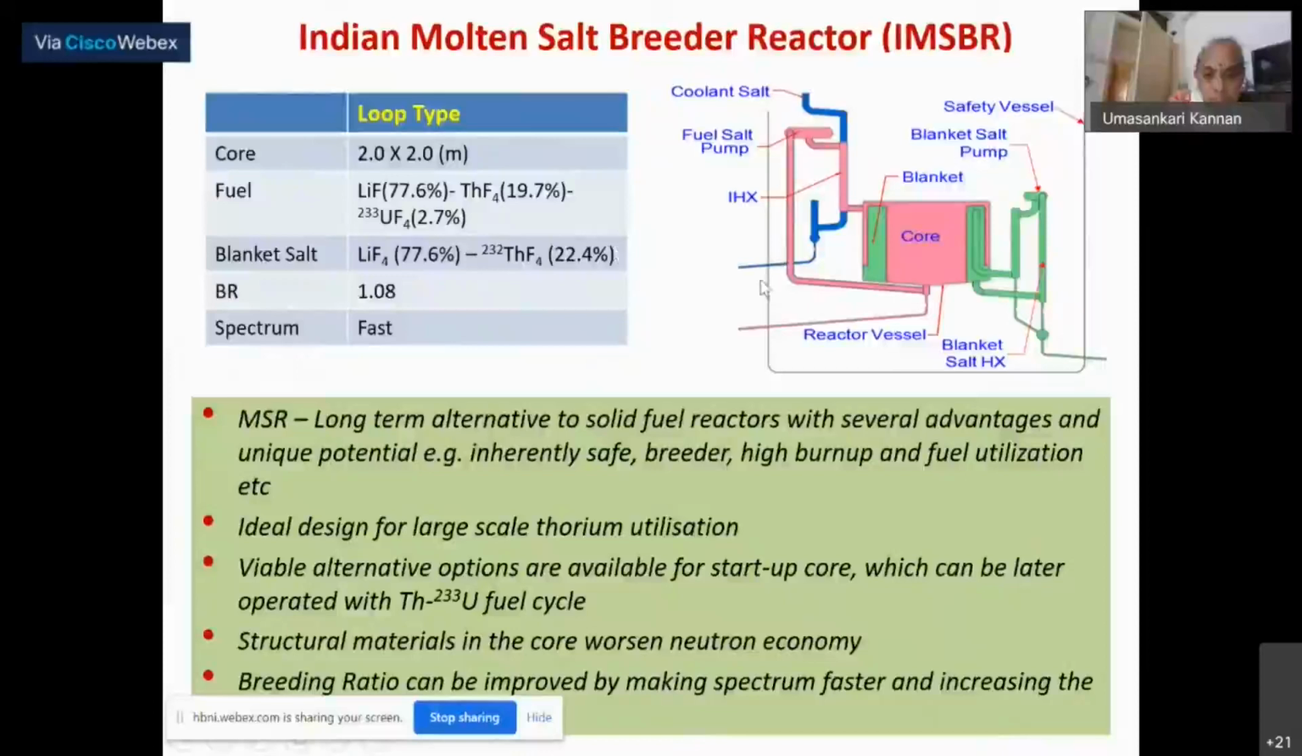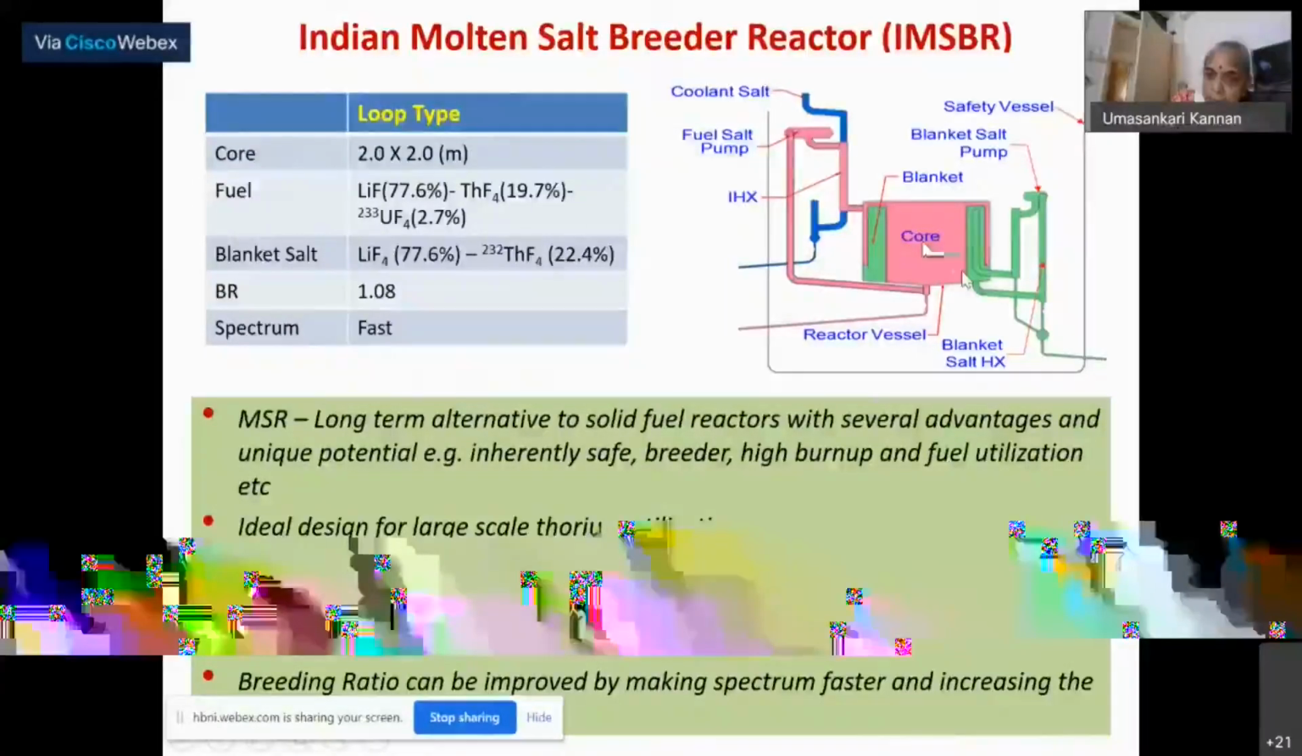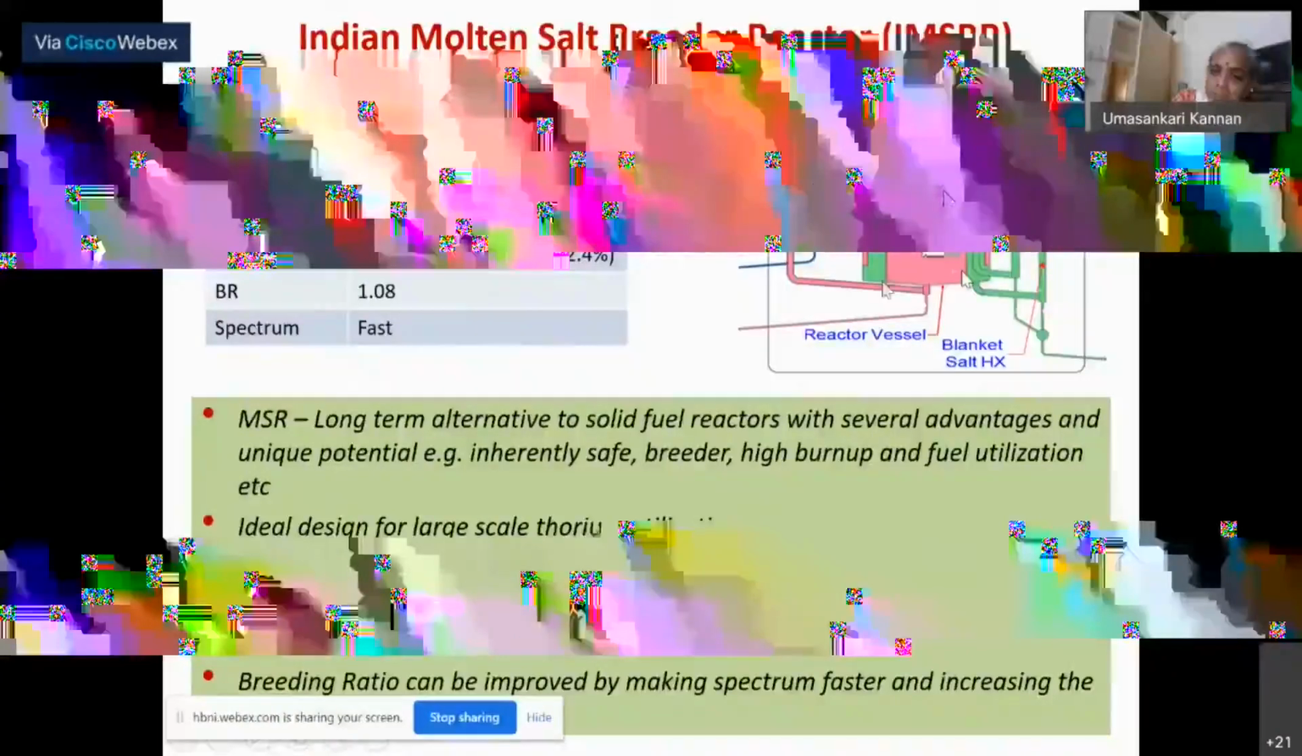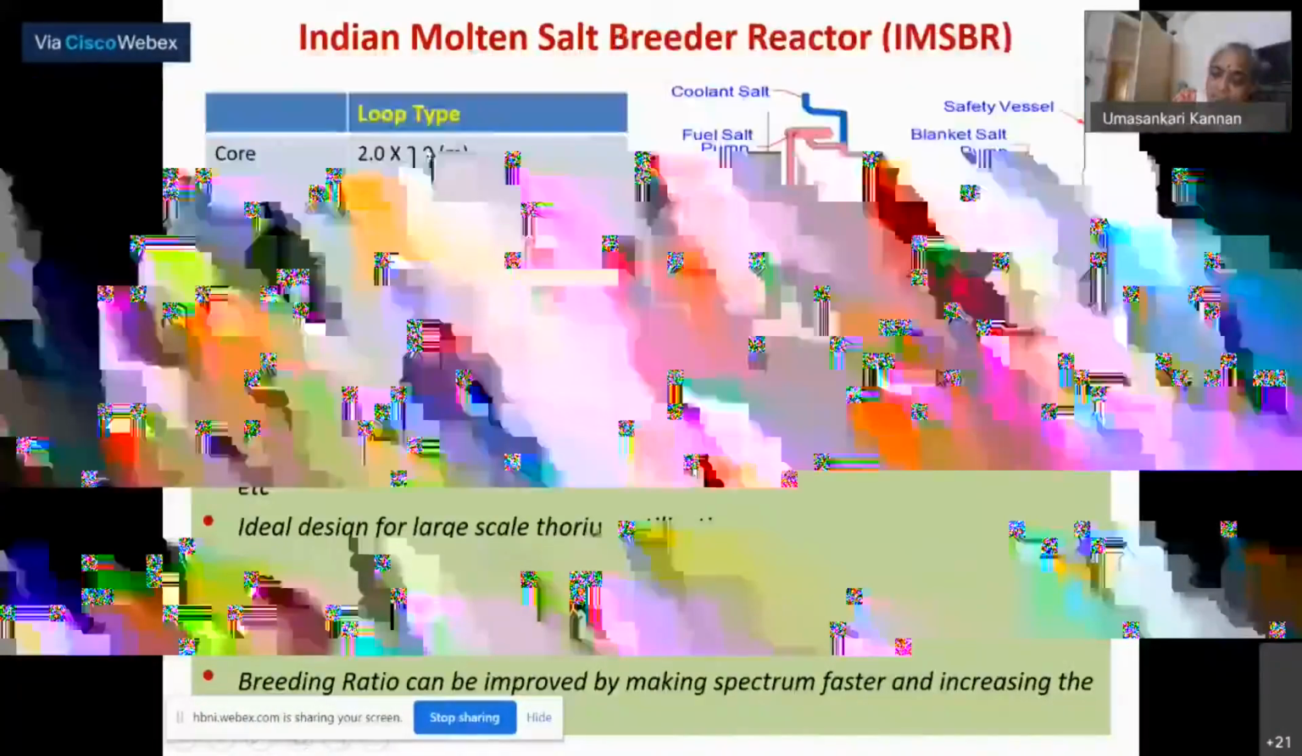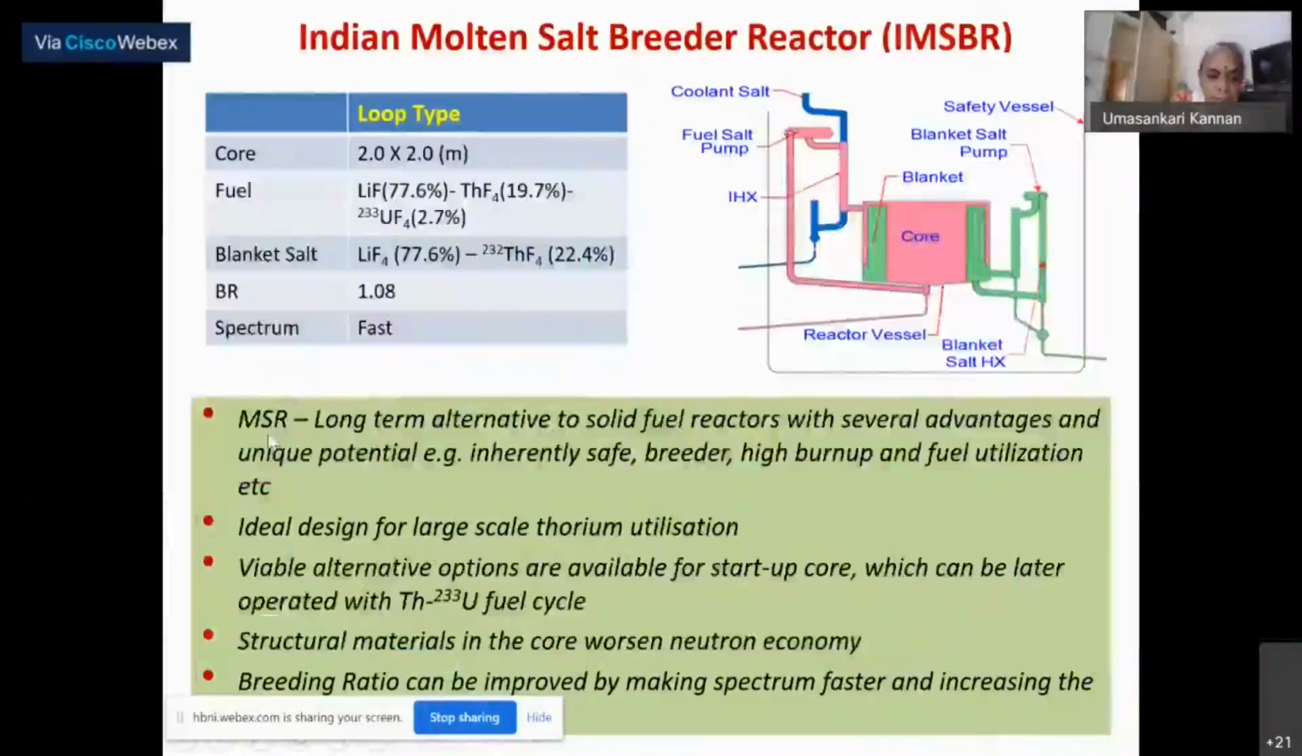And with respect to the molten salt breeder, what I was trying to talk to you about, we use a mixture of fluorides, lithium fluoride and thorium fluoride in some combination, and this is the core in which we will have the liquid fuel which is in the molten state, and this is the heat exchanger. A part of the core will come out and get reprocessed, or we'll wait for it to get reprocessed and put it back into the reactor. This is a long-term alternative to solid fuel reactor.